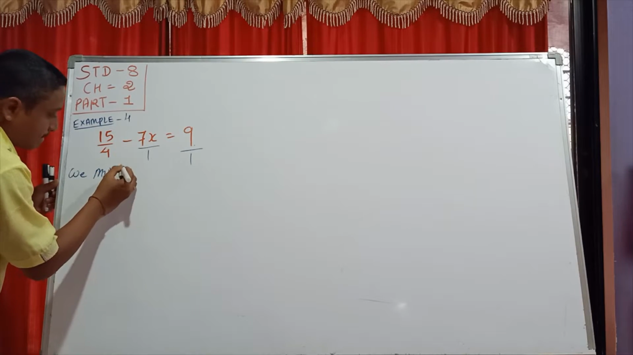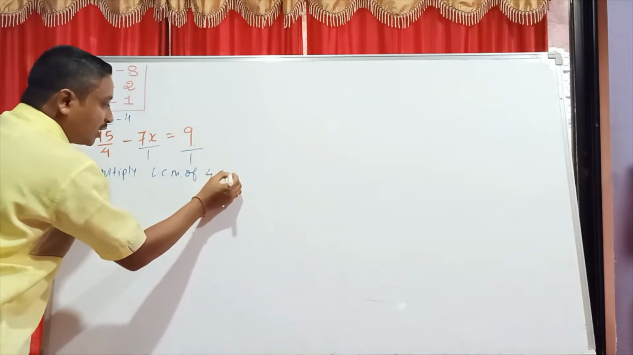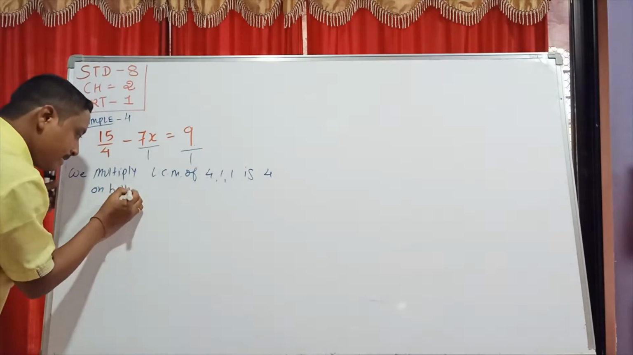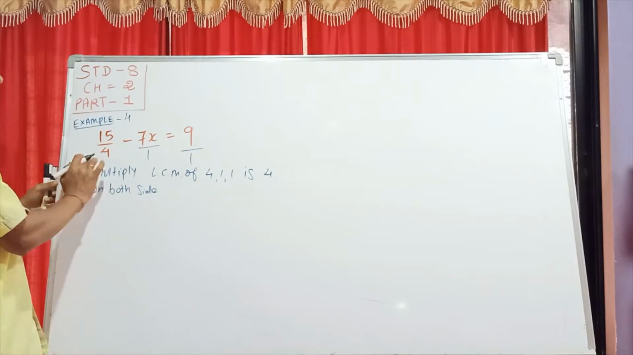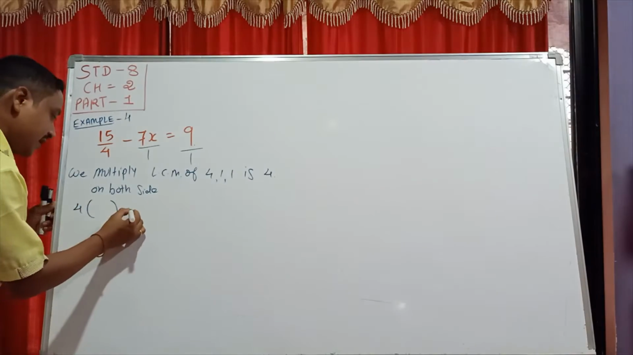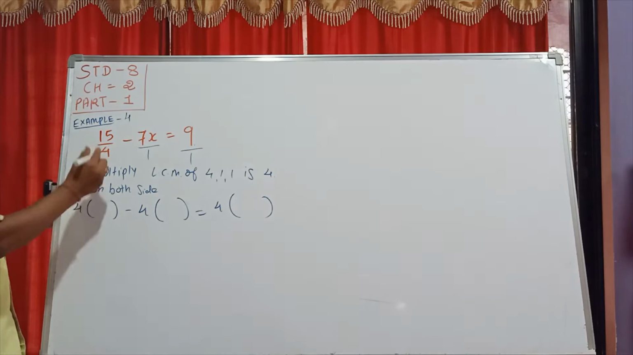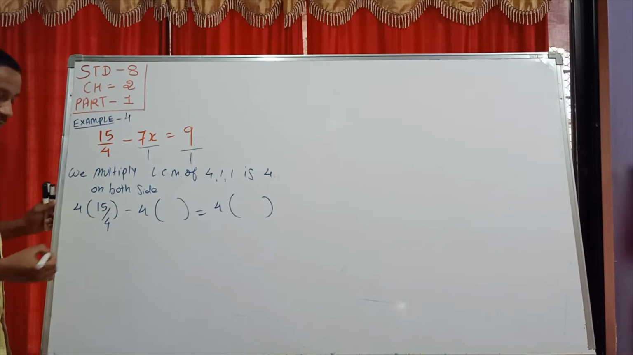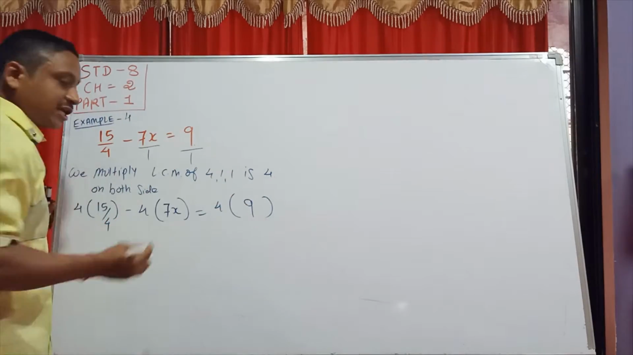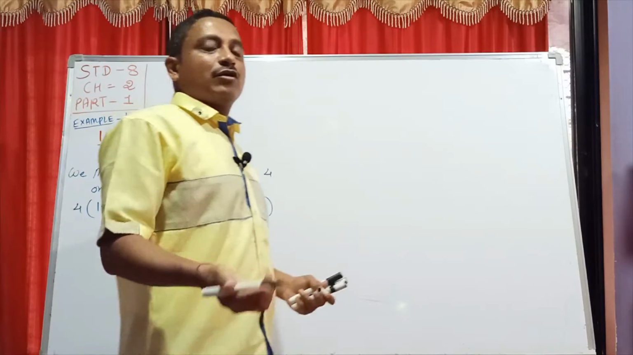So we multiply the LCM of 4, 1 and 1, which is 4, on both sides. Students, you take the LCM and multiply by 4 on both sides. So you multiply 4 here, and the same here, and here. So this 15 by 4 is the same, here 7x is the same, and here 9 is the same. If the denominator is not given, then you write 1.